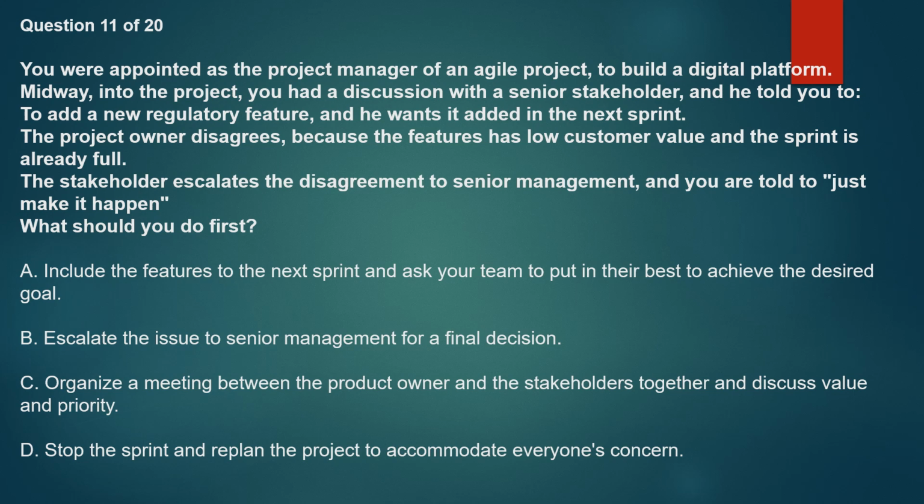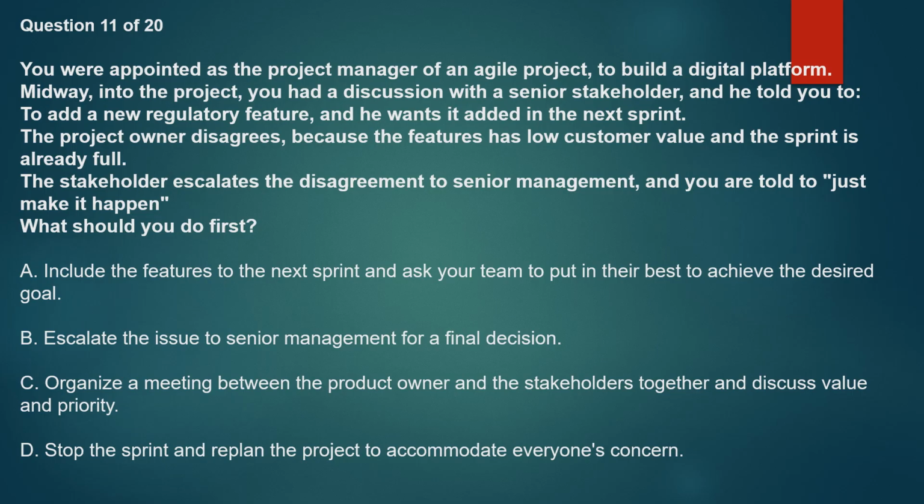Question number 11. You were appointed as a project manager of an agile project to build a digital platform. Midway into the project, you had a discussion with a senior stakeholder, and he told you to add a new regulatory feature, and he wants it added in the next sprint. The project owner disagrees because the feature has low customer value and the sprint is already full. The stakeholder escalates the disagreement to senior management, and you are told to just make it happen.